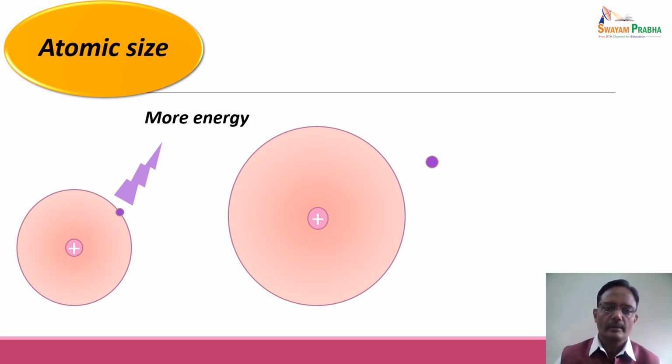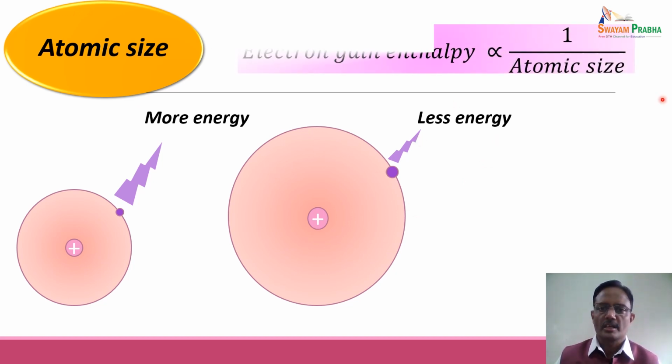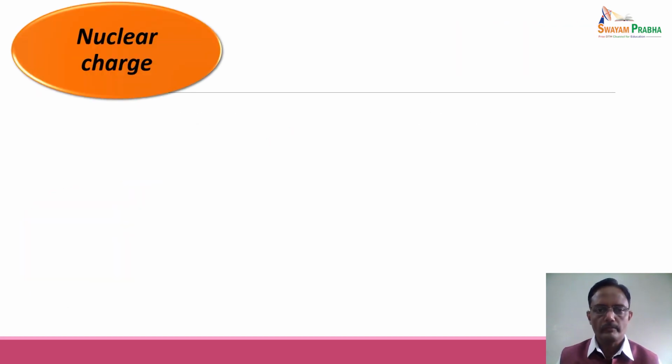As a result, whenever the electron is added, less energy is released. In other words, if the atomic size is small, more energy is released. If the atomic size is large, less energy is released. Or we can say that the electron gain enthalpy is inversely proportional to atomic size. Smaller atom, more electron gain enthalpy. Larger atom, less electron gain enthalpy.